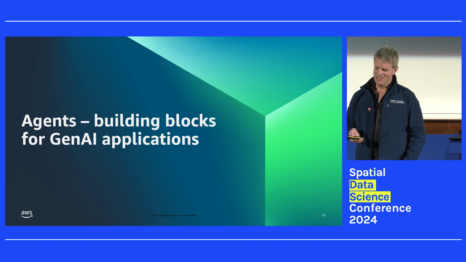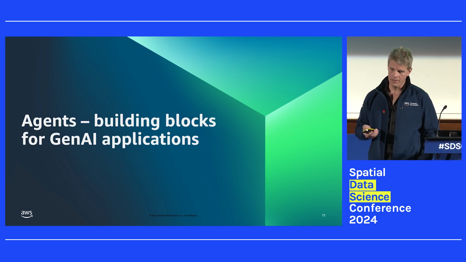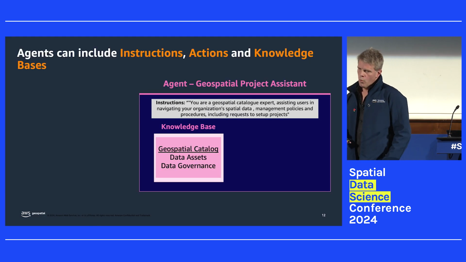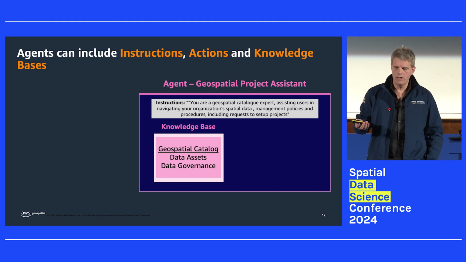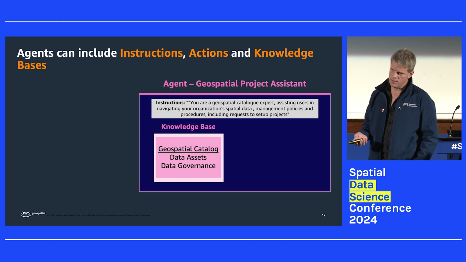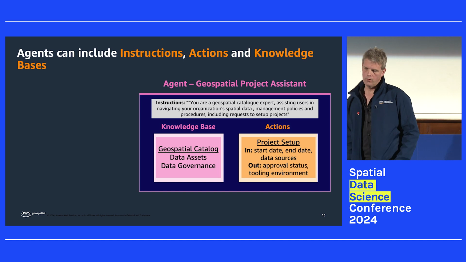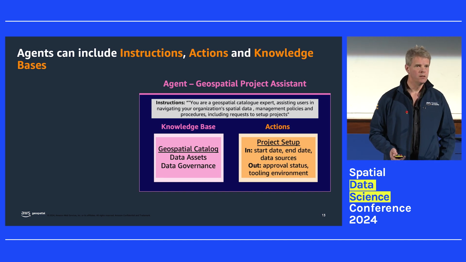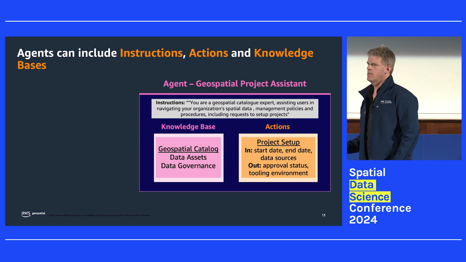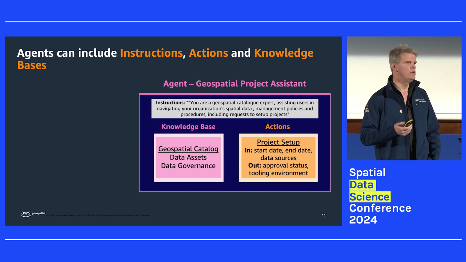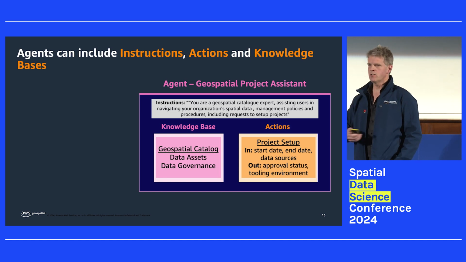Javier got me ahead of this, so I'm going to talk about agents. Yes, this term agents, even I've learned about this very recently, the building blocks of generative AI applications. What agents can do can include instructions, actions, and knowledge bases. So a classic geospatial project assistant might be told, you're a geospatial data expert assisting users in navigating your organization's spatial data. What knowledge base are we working from? What actions do we want to start doing? We are already thinking differently. We are already engaging. But what's brilliant about it is I've seen organizations that I would never have seen before working in the geospatial industry, asking questions of the geospatial industry. And that's an opportunity for all of us.